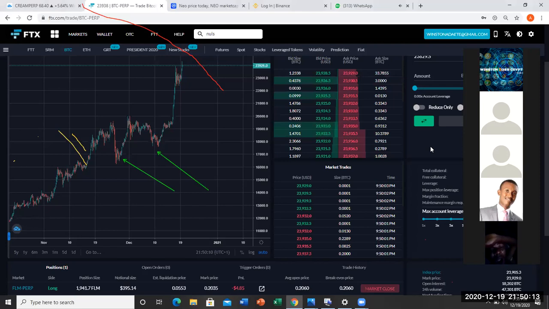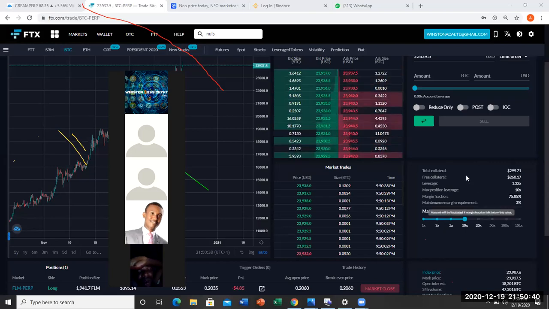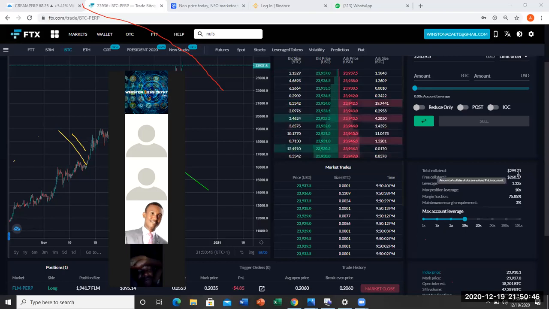Take a look at this. Can you see this maximum account leverage? Yes. This maximum account leverage determines the maximum amount of money you can ever trade with based on your account size. For example, on this particular account, which I created specially for this class, I have $299. The maximum position I can take depends on this leverage.